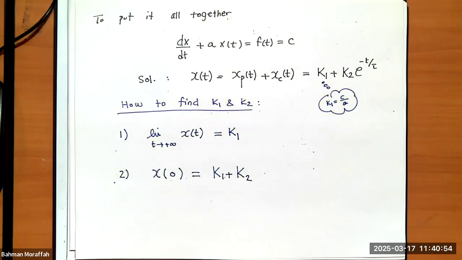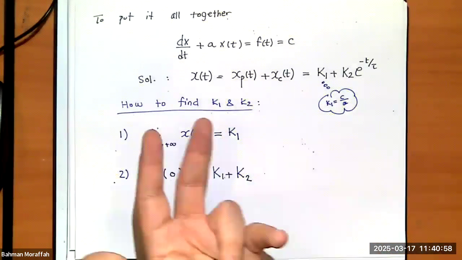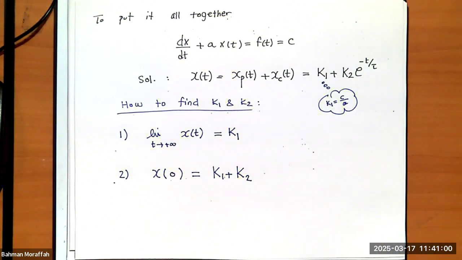But if I give you any time t, you just need to plug it in here, and you know the exact value for that time t, and you have one equation. And if you look at it at infinity as well, you have two equations, two unknowns, you can find k1 and k2. And as soon as you find k1 and k2, you have the unique solution to this differential equation.